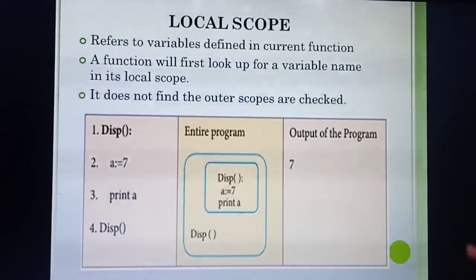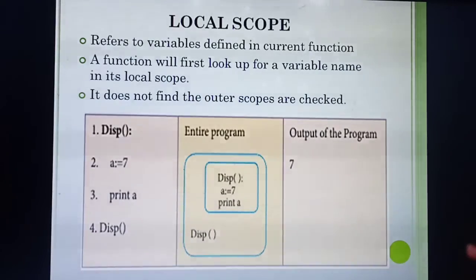So what do you mean by local scope? Say the definition. It will always look for a variable defined in the current function. Which variable did you define in the current function? A, isn't it? So what's the value of a now? 7. So what output will you get? 7.